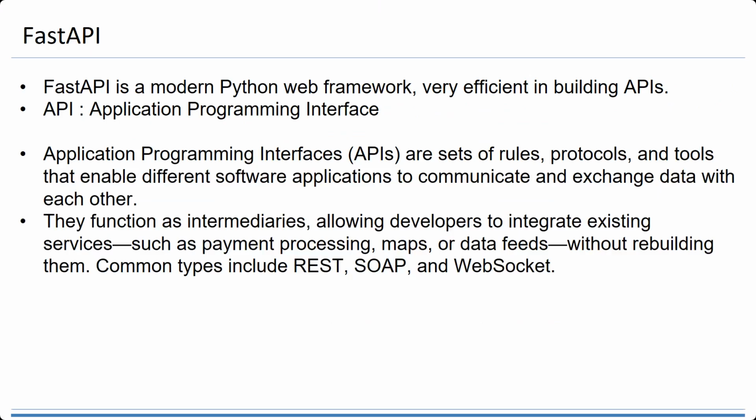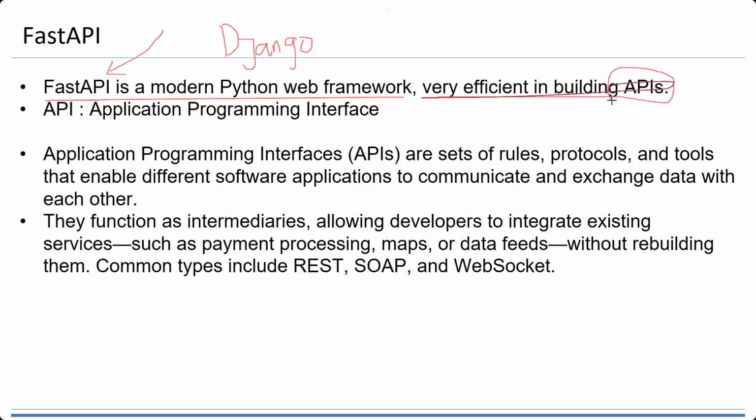Before we go into the detail about how to use the FAST API, I think it's better to know what is FAST API. So FAST API is a modern Python web framework. Last year, I still teach you Django. So Django is also one of the popular web framework, but nowadays people try to adopt the FAST API more than Django because many people said that it is very efficient in building the API.